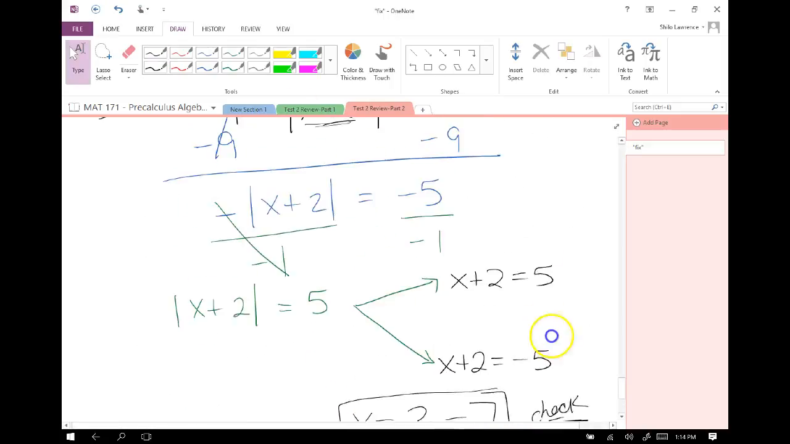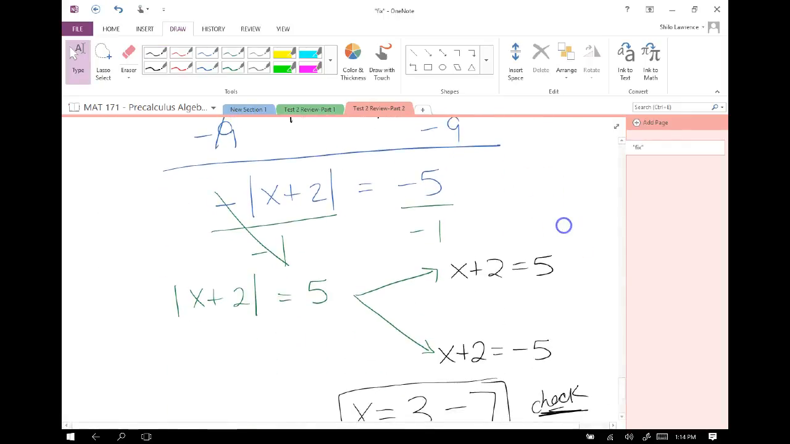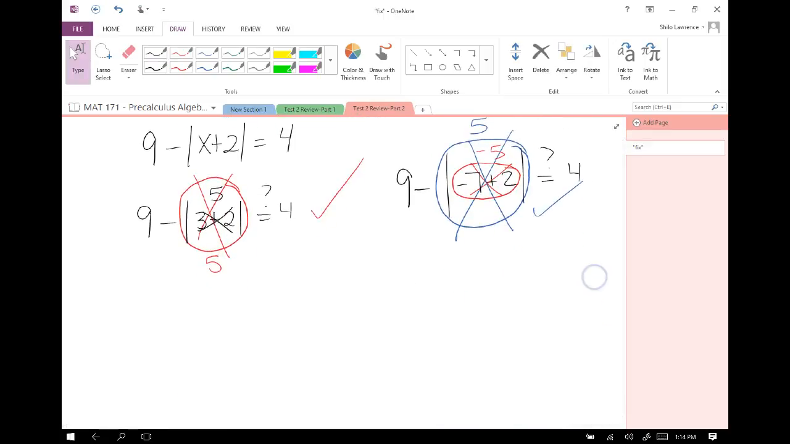So always isolate your absolute value and then separate. Don't ever change the expression that is inside the absolute value. What you are changing is the sign of what it is equal to. That is the one that I changed to positive and negative. That's one of the most common mistakes that I see with these problems.